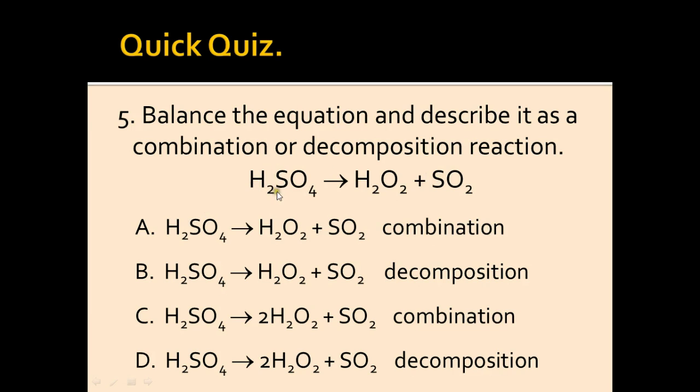We have two hydrogen here, check. We have one sulfur here, check. We have 4 oxygen here. We have 2 oxygen here. That doesn't look balanced. But if we look at this oxygen, there is 2 here. So there's 2 plus 2, which is 4. So this is definitely balanced.